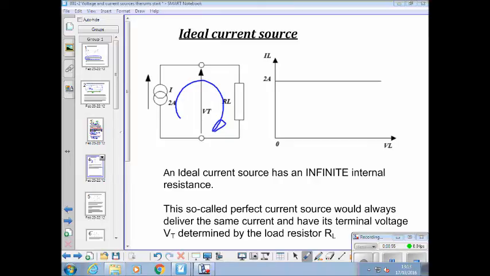Always deliver the same current and have its terminal voltage determined by the load resistor. So the voltage here would essentially be determined by what we've got connected there, and it will be the 2 amps times. So if there was 10 ohms, that voltage there would be 20 volts. If I made it 2 ohms, the voltage at the terminals would be 4 volts. Yeah? Okay?